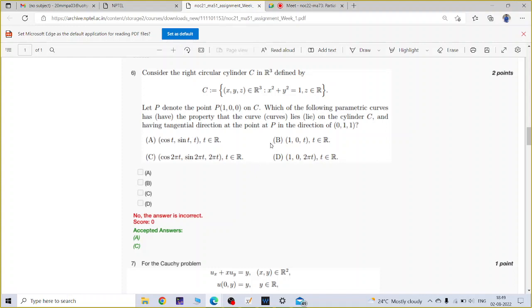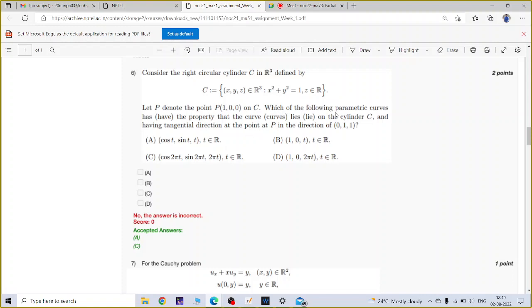Okay. So move on to option B. Tell me. 1 square plus 0 square is 1. So it is on the cylinder, right? Yeah. And t is in R, so z belongs to R. Option C: cos square 2 pi t plus sin square 2 pi t is 1, right? Cos square theta plus sin square theta equals 1 for any theta in R. For any theta in complex also it is true. You know this, Biplab. So option C is okay or not? Yeah, option C is also okay.